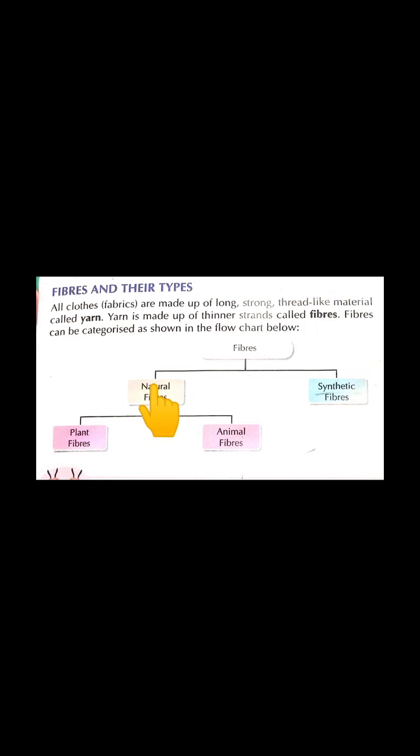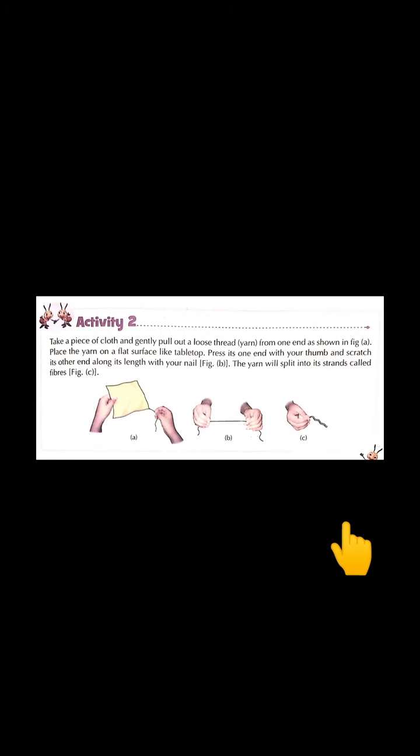Further, fibers are obtained from natural sources or artificially produced, like natural fibers and synthetic fibers. Natural fibers means plant fibers and animal fibers, the fibers which are obtained from plants and the fibers which are obtained from animals. Now, synthetic fibers are produced with the help of chemicals, with the efforts of man.